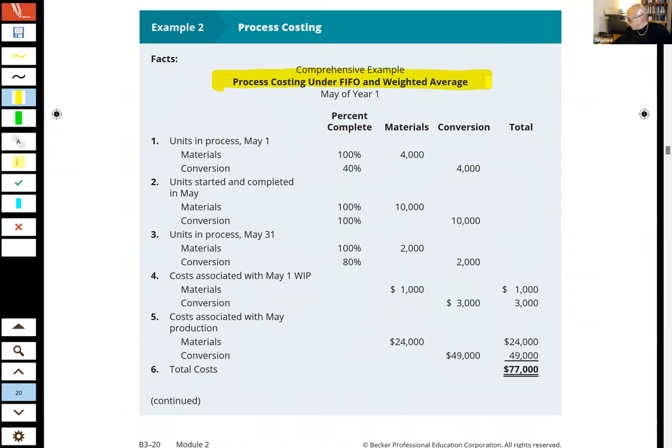I'm going to go ahead and do weighted average first, and then we'll do FIFO. So guys, hang in there with me. This might not be a bad time to really have your book in front of you so you can flip back and forth to the facing pages. I'm going to have to scroll up and down since I don't have a way of showing you two pages at once here, okay? But let's take a look at this.